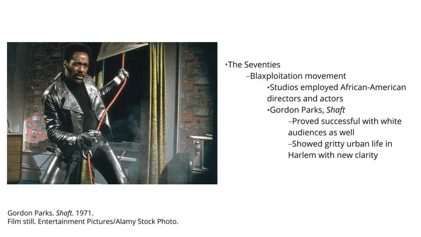Also in the 70s, there was the Blaxploitation movement, which is literally what they called it when studios started employing African-American directors and actors. They called it that because they were exploiting Black people, and realized that actually they make amazing content that white people love and that they could make lots of money off of these people. So they continued to exploit them. Anyway, this example is Shaft by Gordon Parks.